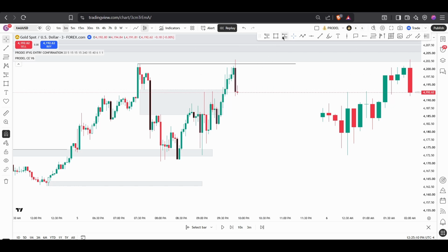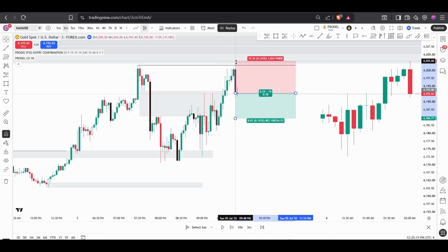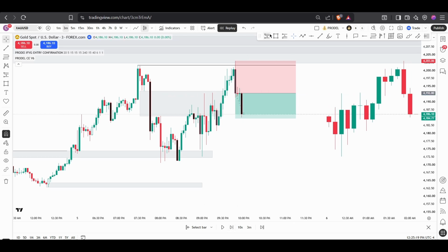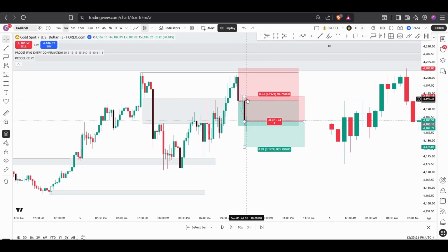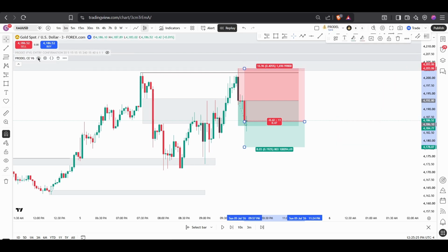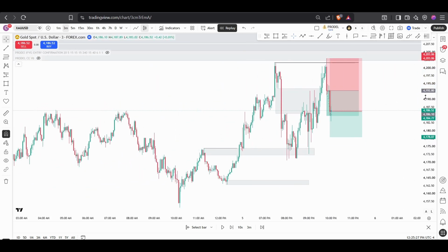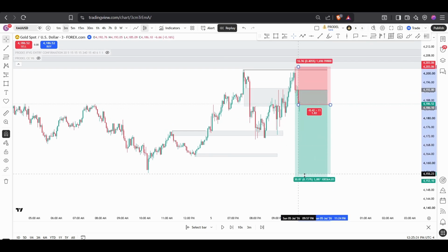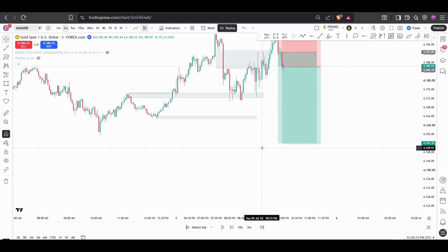You can see there is the engulfing entry confirmation which is formed here, and let's see another. This is the inverse fair value gap entry confirmation. Let's just close on this entry confirmation, and you have to wait for the 1:3 target like this.